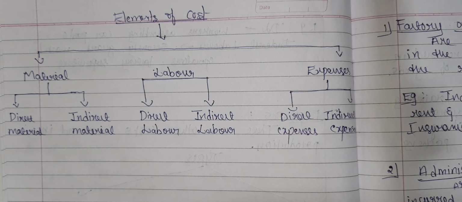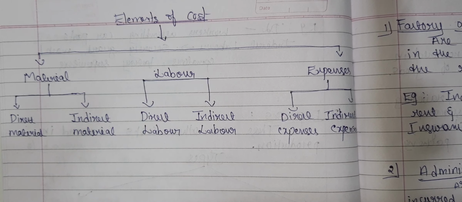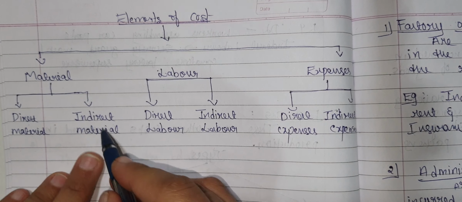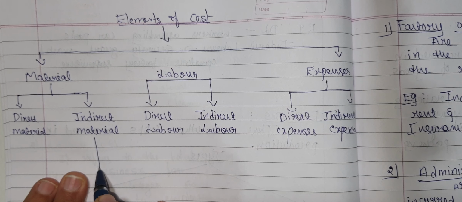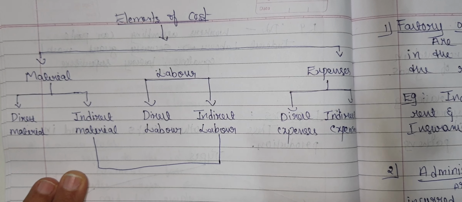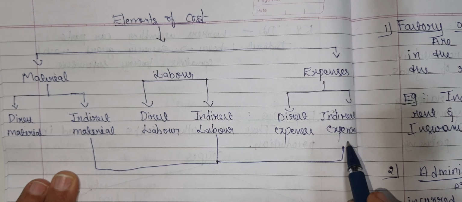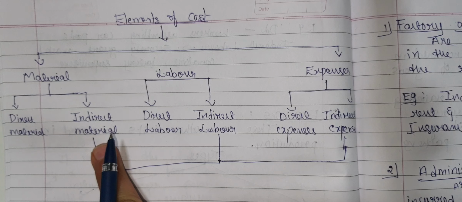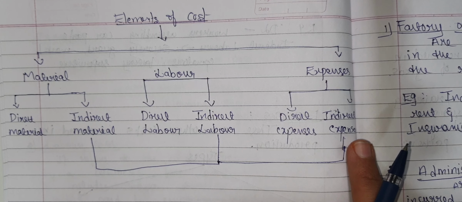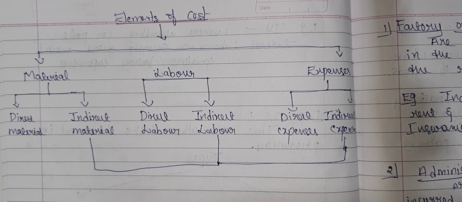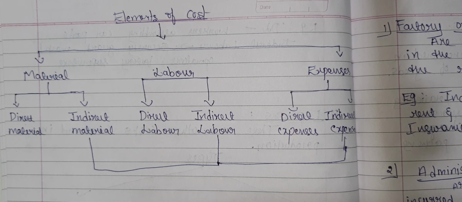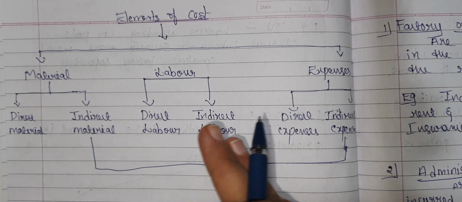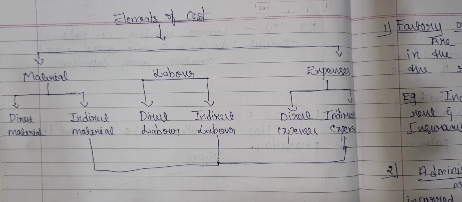Now see here, all the indirect costs incurred: indirect material, indirect labor, and indirect expenses. These are all indirect costs. Indirect material, indirect labor, and indirect expenses mean they are not directly used in the production of a product.